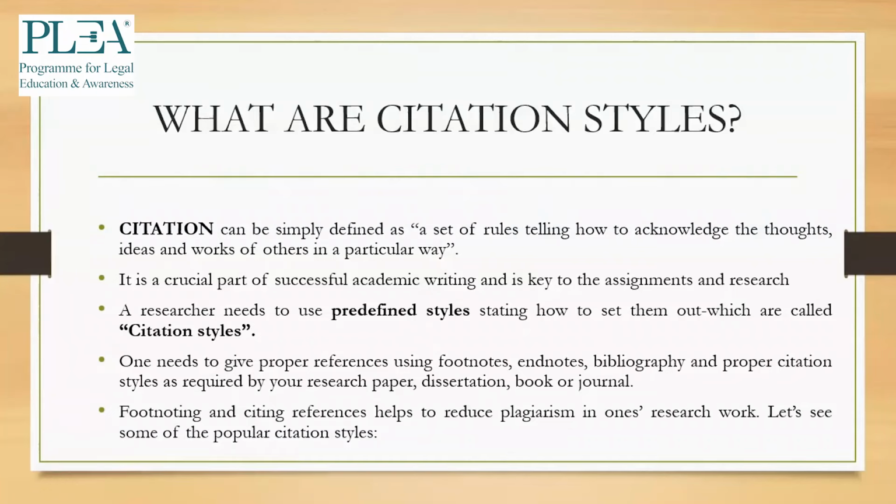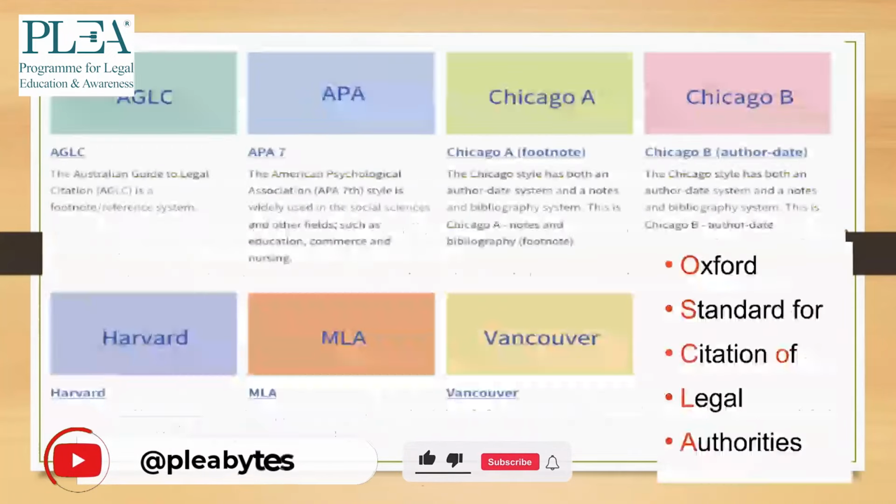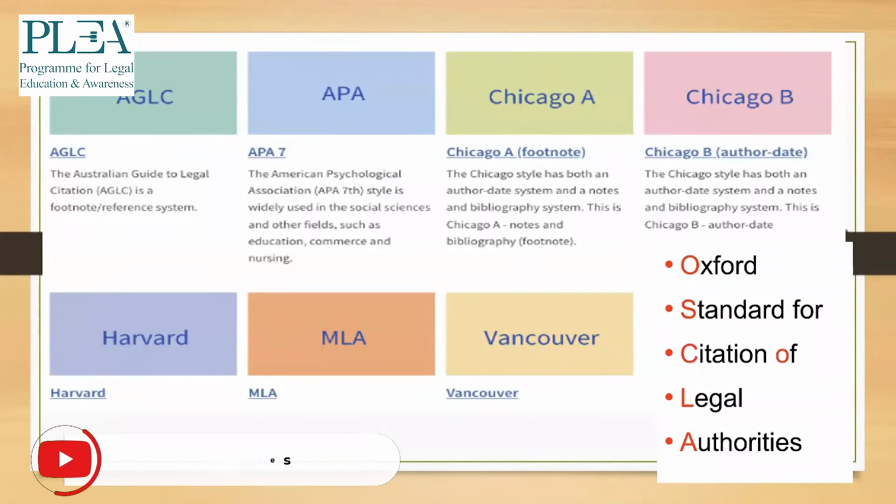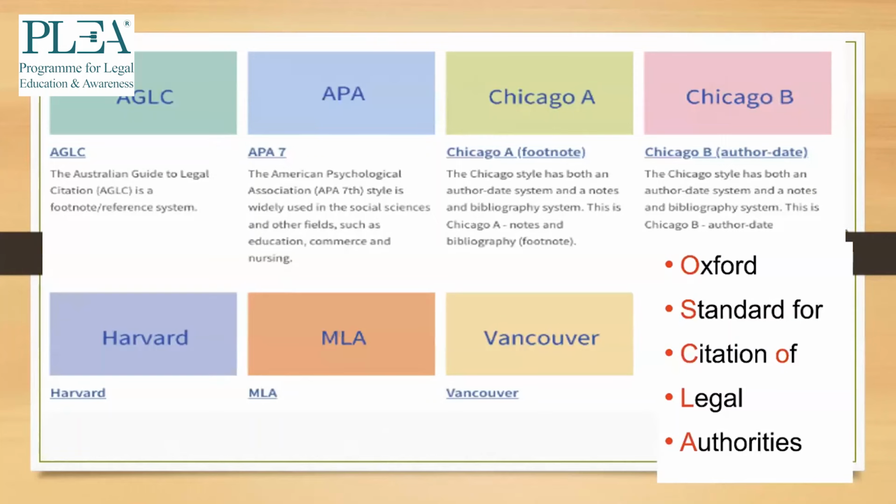Let's see some of the most popular citation styles. APA is the most common when it comes to social sciences, psychology, sociology, which is American Psychological Association, APA. It's also used in nursing, education, commerce, management, other fields. Then we have AGLC, which is Australian Guide to Legal Citation. This is mostly used in Australia, New Zealand. In India, it might not be used that much. APA is used in the US and also in India.